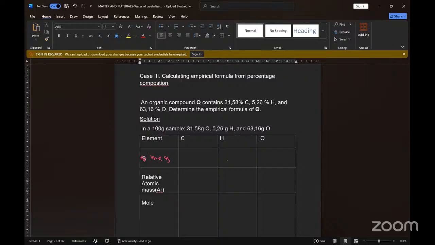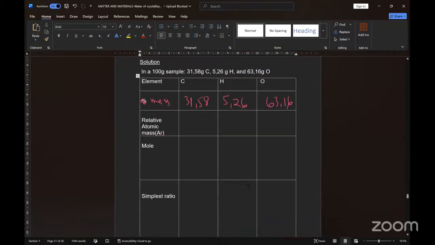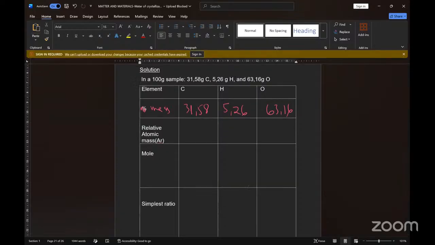So we are going to write here 31,58 grams. This one will write 5,26 grams. And then this one will write 63,16 grams. So it's similar to the previous one, but there's a small difference. We'll see what I'm talking about. Now, the relative atomic mass of carbon, you know it, is 12. That of hydrogen is 1, and oxygen is 16. I said you can get this from the periodic table.